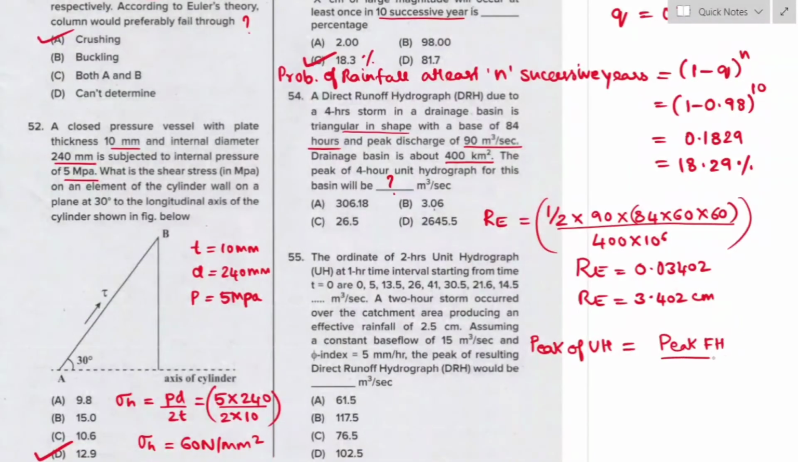Now we have to find the peak of unit hydrograph, which is given by the ratio of peak of flood hydrograph divided by rainfall excess. So flood hydrograph peak will be 90 m3 per second. Rainfall excess will be 3.402. So peak of unit hydrograph will be 26.45 m3 per second. So the right answer is option C.